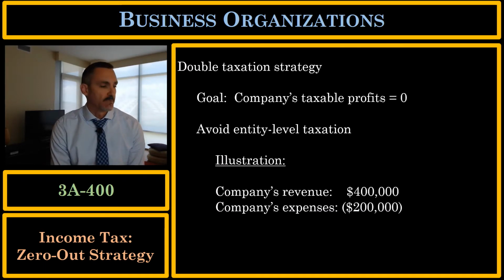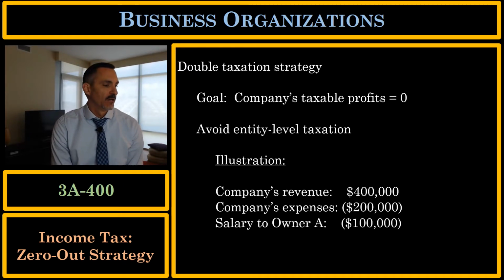Here's an illustration. Imagine our company has sales, revenues, that's not income, that's revenues of $400,000, and the company has expenses of $200,000, which means the company would roughly have profits of about $200,000. But we want to zero this out. We don't want to have a company that has profits of $200,000 because we don't want any taxation at the entity level. So we need to have a company with taxable income of zero. How can we accomplish this?